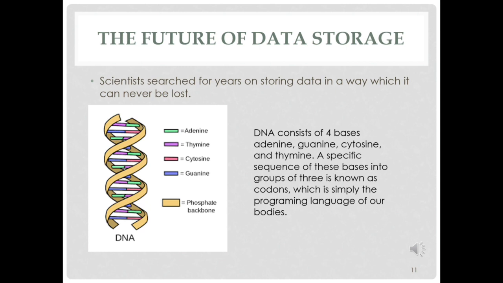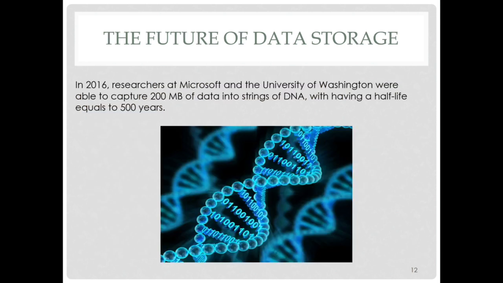It consists of 4 bases: adenine, guanine, cytosine, and thymine. A specific sequence of these bases into groups of 3 is known as codons, which is simply the programming language of our bodies, but we can use it to program other things too. With a possible 64 DNA codons, they succeeded in creating an alphabet. In 2016, researchers at Microsoft and the University of Washington were able to capture 200 megabytes of data into strings of DNA. DNA has a half-life of 500 years, which is longer than any other storing system we have known till now.